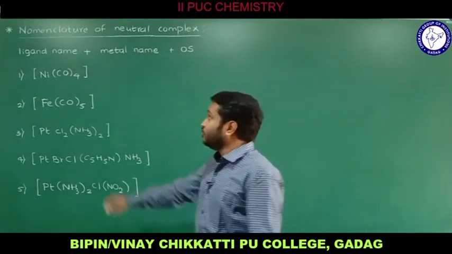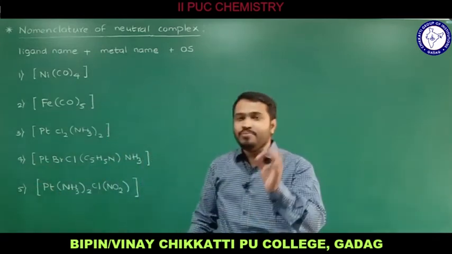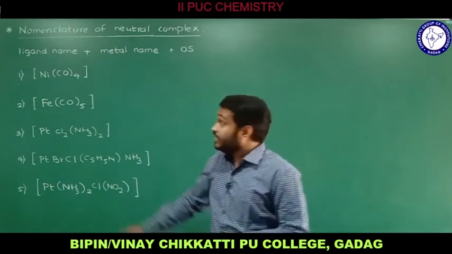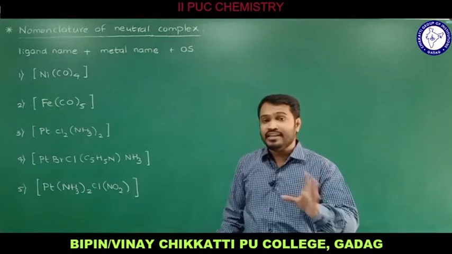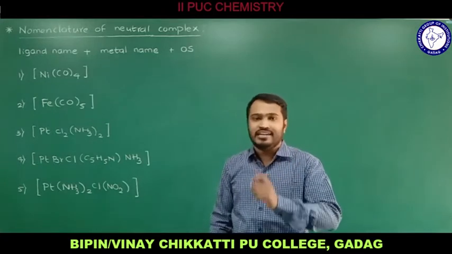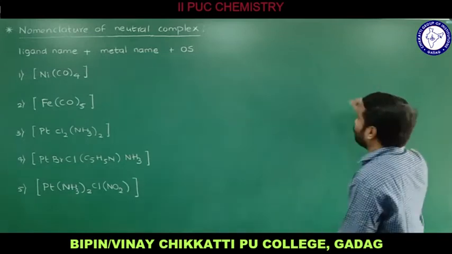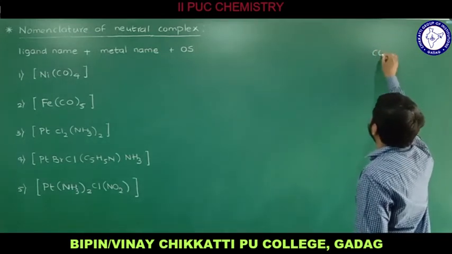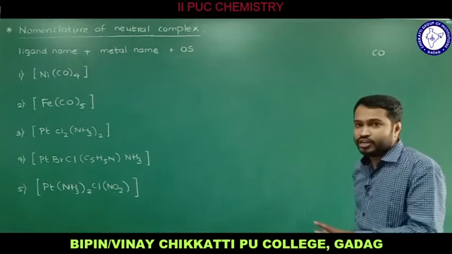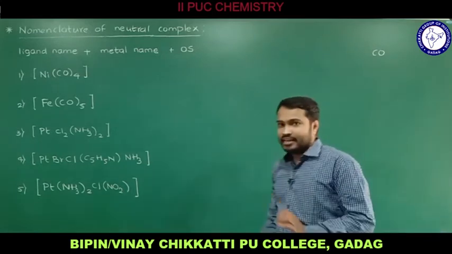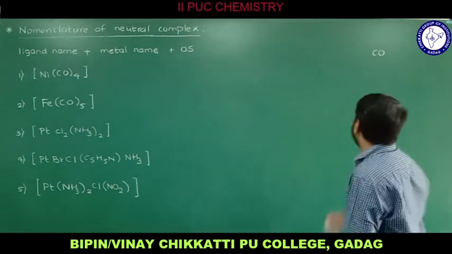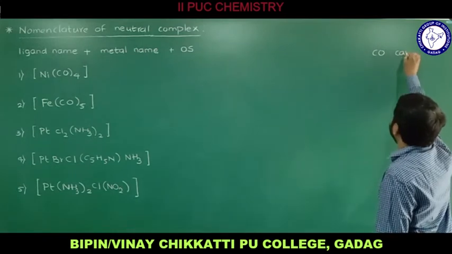Ni(CO)4. So Ni, nickel will be the central metal atom, and CO we have capital C, capital O, carbon monoxide it is, not cobalt, carbon monoxide. And do you remember the CO what we write? The CO is a ligand, a monodentate ligand, and I can say a neutral ligand, and the name will be carbonyl.